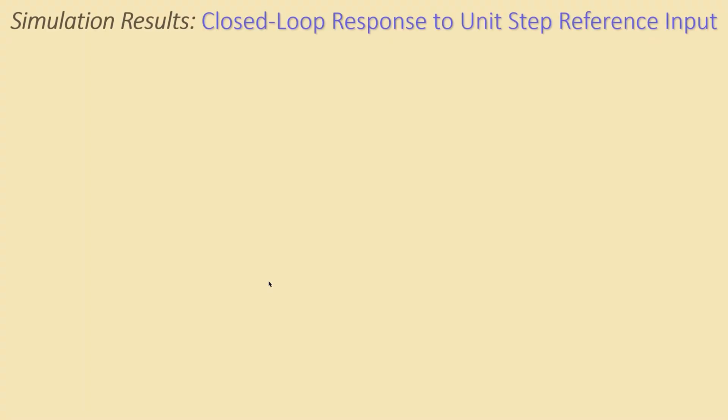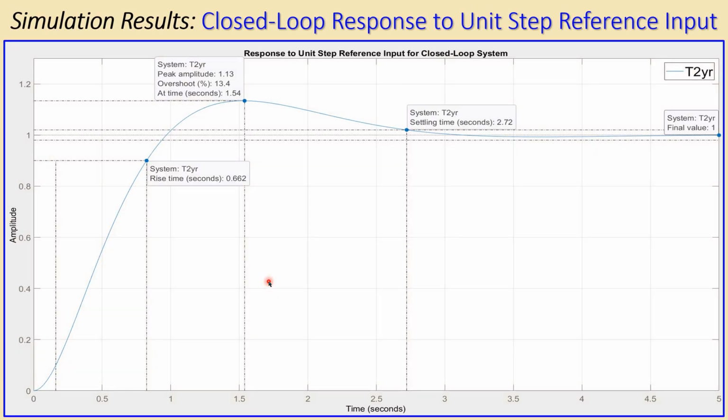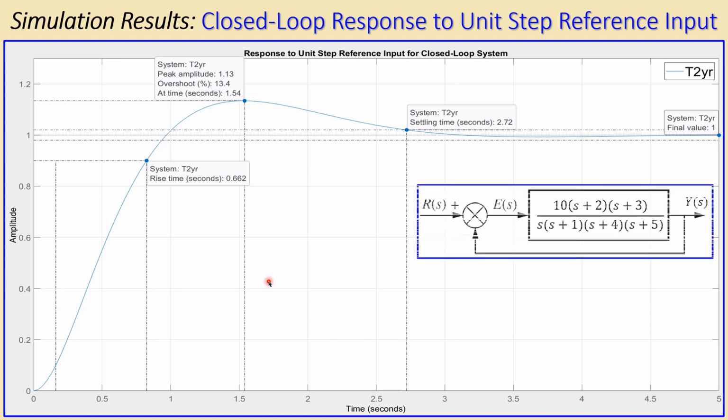Okay. Now looking at the closed loop response for the unit step reference, again we apply here non-unity-gain feedback for our G2.